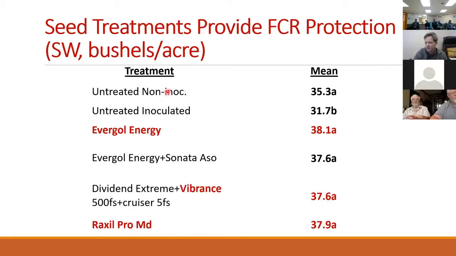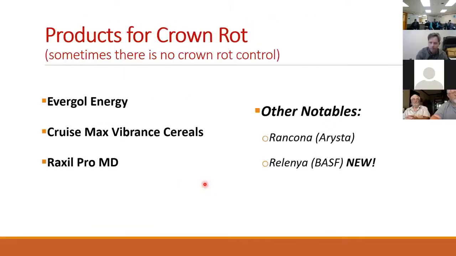So here you can see the non-inoculated is getting 35 bushels per acre. The untreated control is 31. And these products are actually increasing yields significantly above the non-inoculated control, so they're controlling native problems as well. Products that I think are good for treatment of crown rots include the Evergol Energy product, Cruiser Max Vibrance cereal products, and the Raxil Pro MD products. These products have the most efficacy.